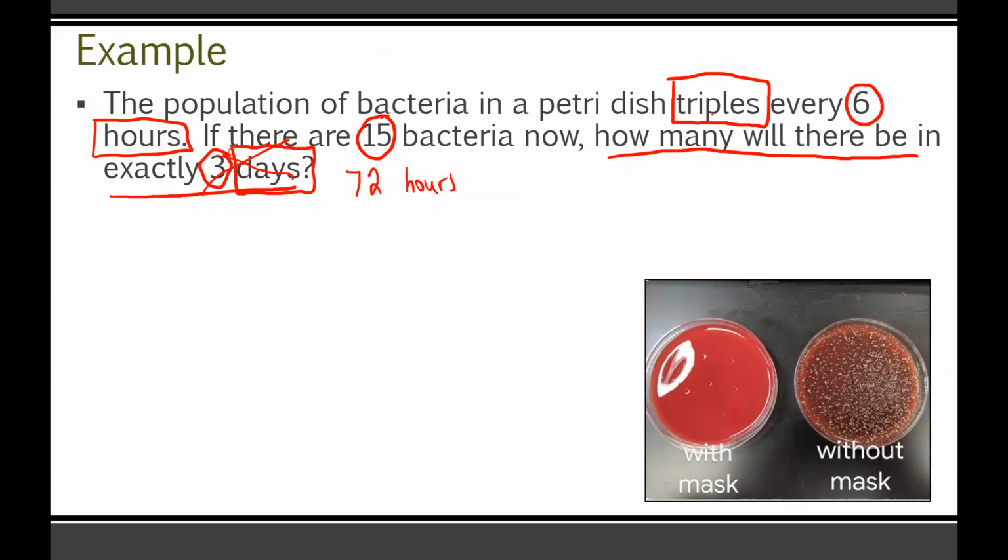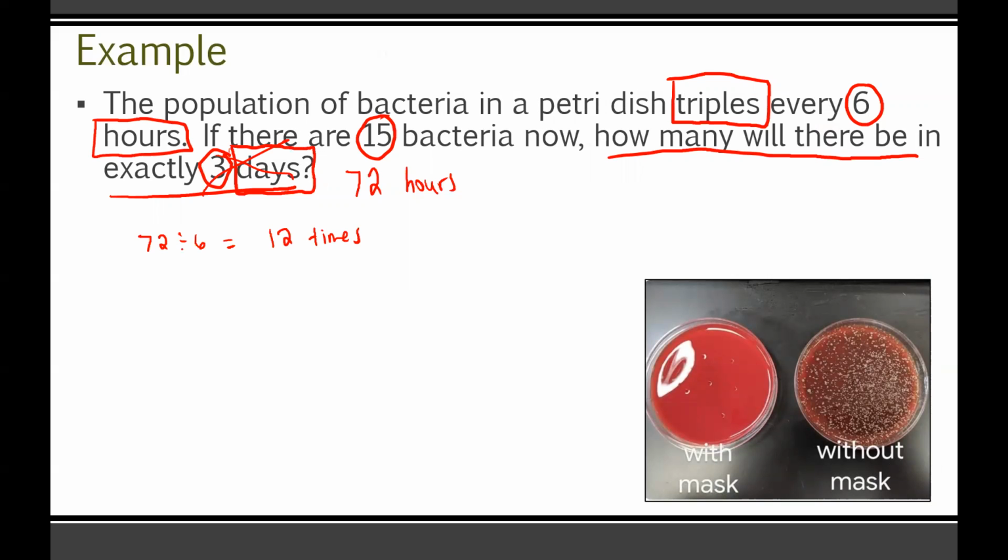Since the bacteria is tripling every 6 hours, that means it'll be 3 times as many after 6 hours, and then it'll triple again after 12 hours and triple again after 18 hours and so forth. I guess we could ask ourselves, how many times does 6 hours pass in 72 hours? Well, if we go 72 divided by 6, I believe, is 12. That is 12 times that this bacteria is going to triple. That's pretty crazy, actually, when you think about it, that happens 12 times in just 3 days.